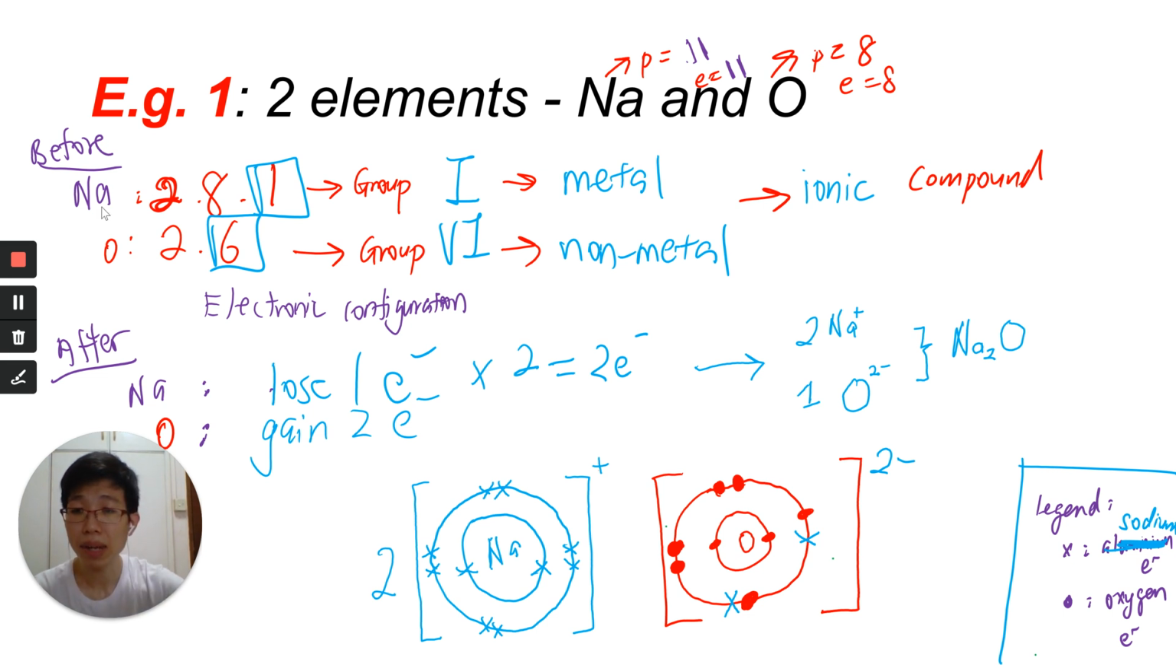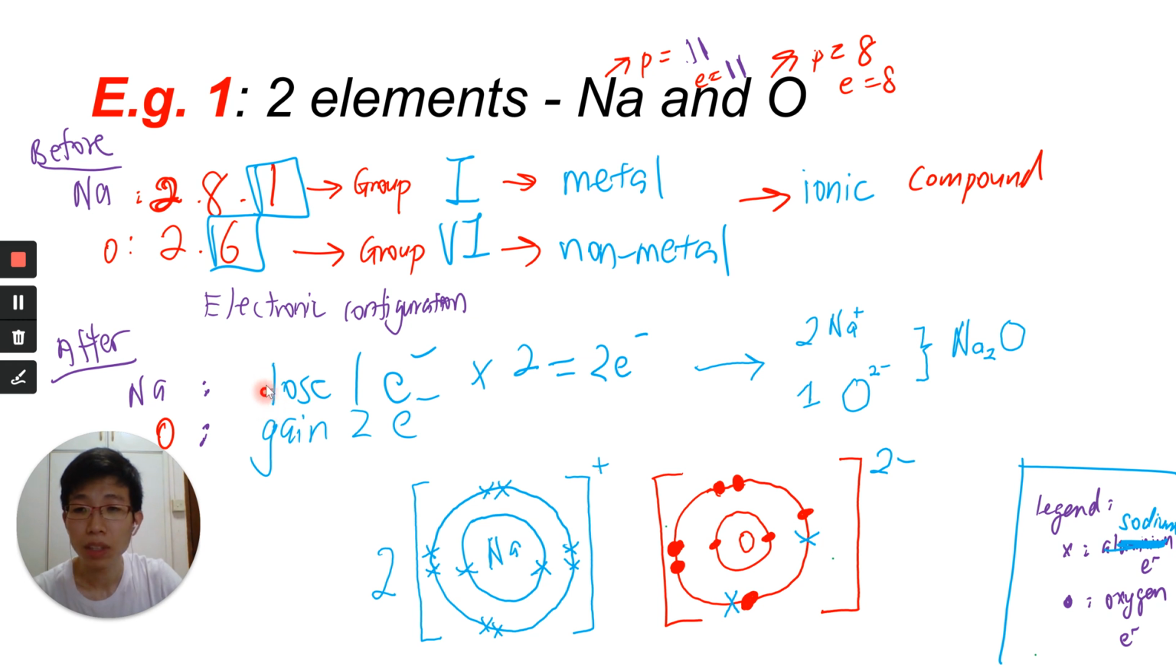So you can apply these methods for any type of ionic bonding that you encounter. So the first step is to determine the number of electrons for each element using the atomic number. After that, you write down the electronic configuration. So this is how we write the electronic configuration. By writing it down, it allows you to see the number of valence electrons that each element has, which then allows you to determine whether it is a metal or non-metal. And after you determine that, you'll be able to identify whether this is an ionic compound or a covalent compound.